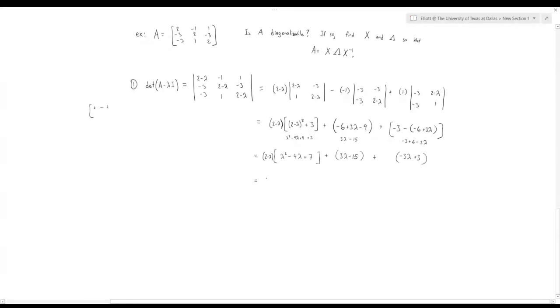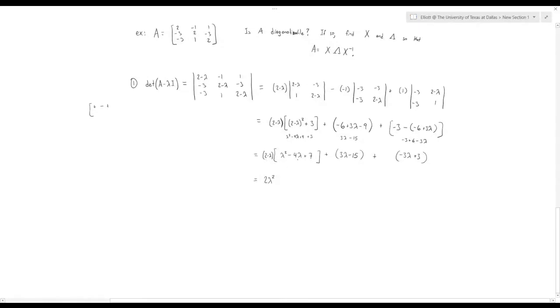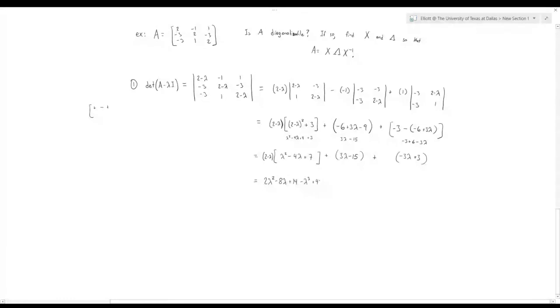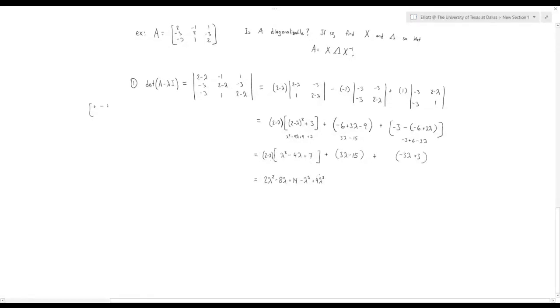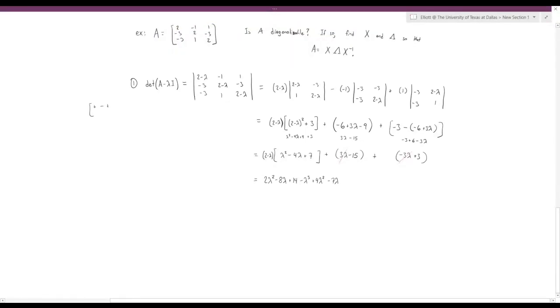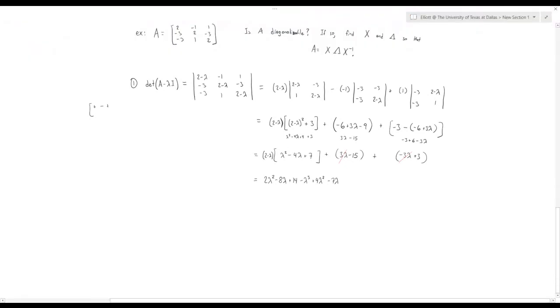So here we'll get 2 lambda squared minus 8 lambda plus 14 minus lambda cubed plus 4 lambda squared minus 7 lambda. And then out here, the 3 lambdas would cancel at least, 3 lambda minus 3 lambda. And we have this minus 15 plus 3, so I guess that's a minus 12 altogether.